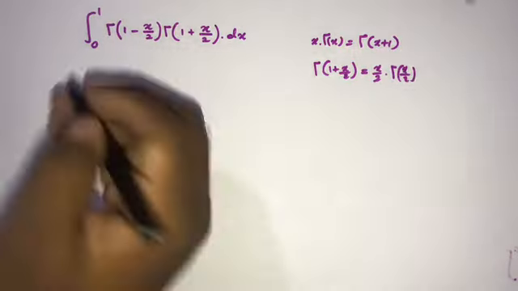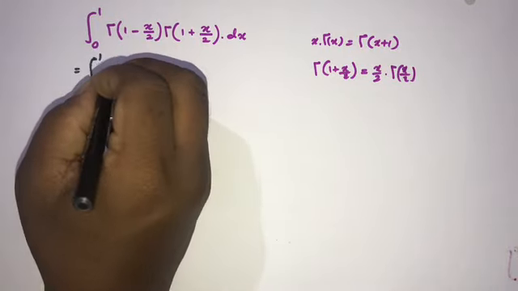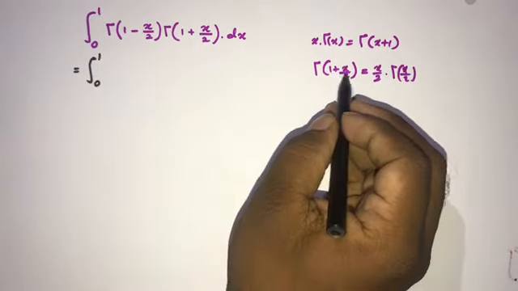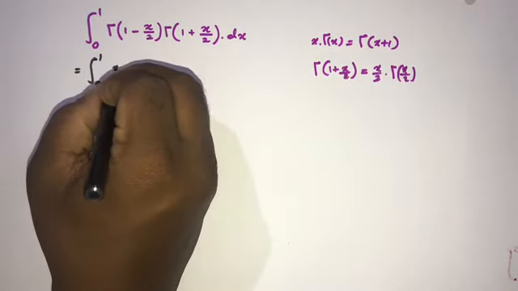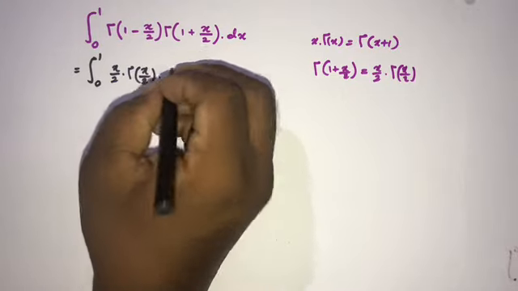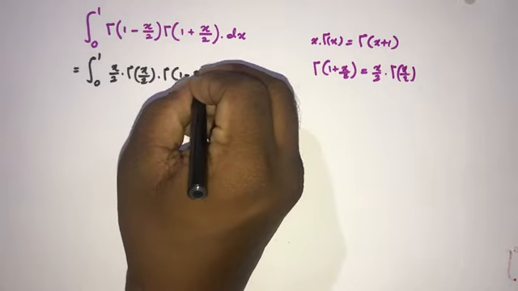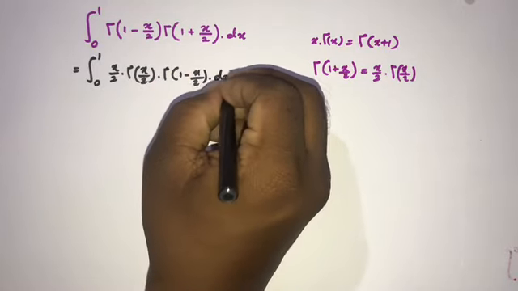Then we can write our integral is equal to the integral from 0 to 1. Now, instead of gamma of (1 plus x) over 2, we have x over 2 times gamma of x over 2 times gamma of (1 minus x) over 2 dx.